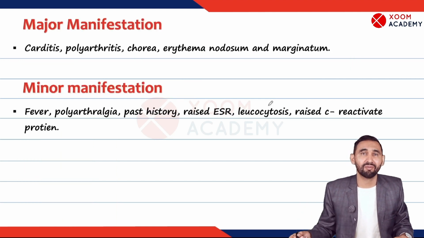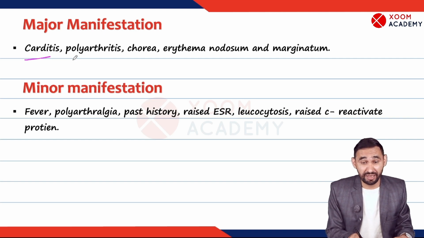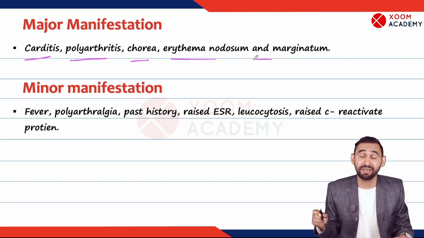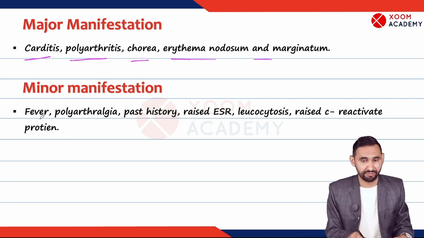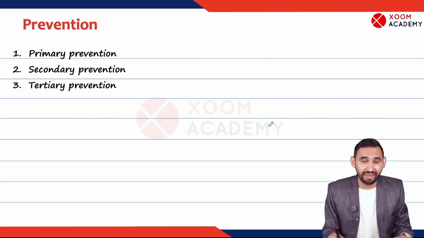So, what are major manifestation and minor manifestation? Major manifestations of rheumatic heart disease are carditis. It involves heart, causes tachycardia. It may lead to heart failure, polyarthritis, joint pain, chorea, jerky movement, erythema nodosum, and marginatum. These are the major clinical manifestations of rheumatic heart disease. There are minor manifestations also, like fever, polyarthralgia. There may be past history. ESR may be raised. There may be leukocytosis, and C-reactive protein will be raised in rheumatic heart disease.